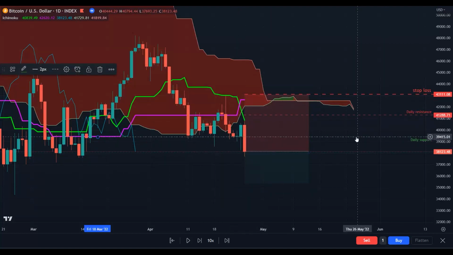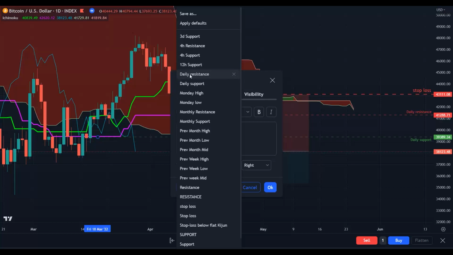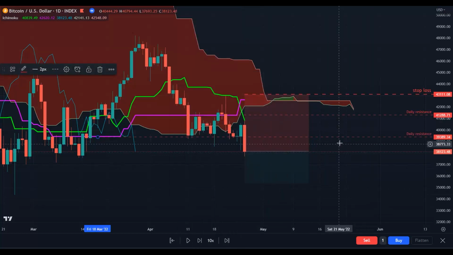Also, this daily support we broke to the downside is actually our resistance. Okay, so previous supports will be changed to resistance. Now it's acting as a daily resistance.